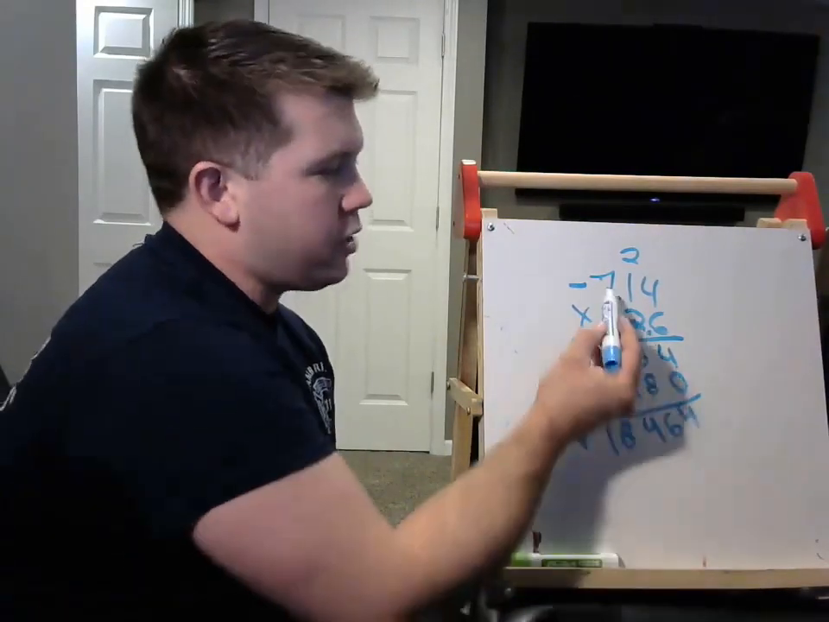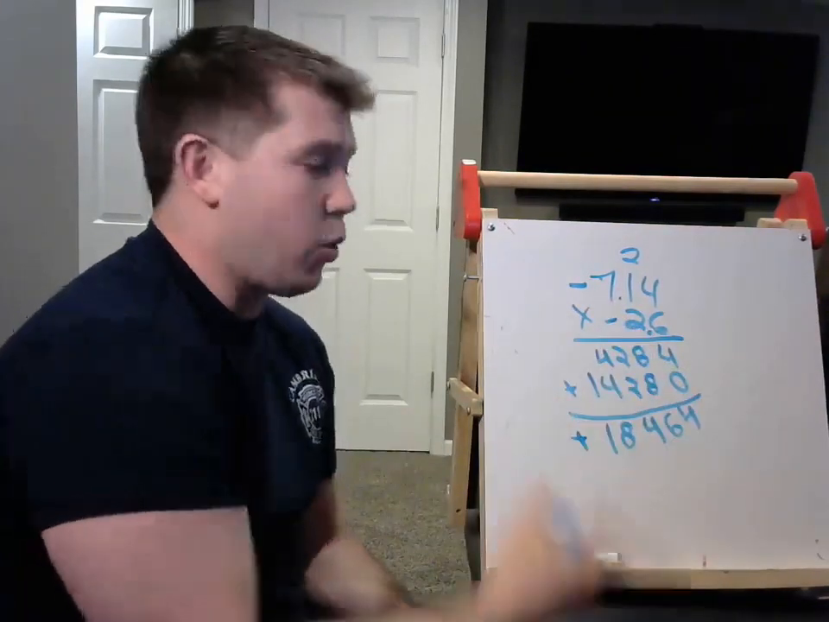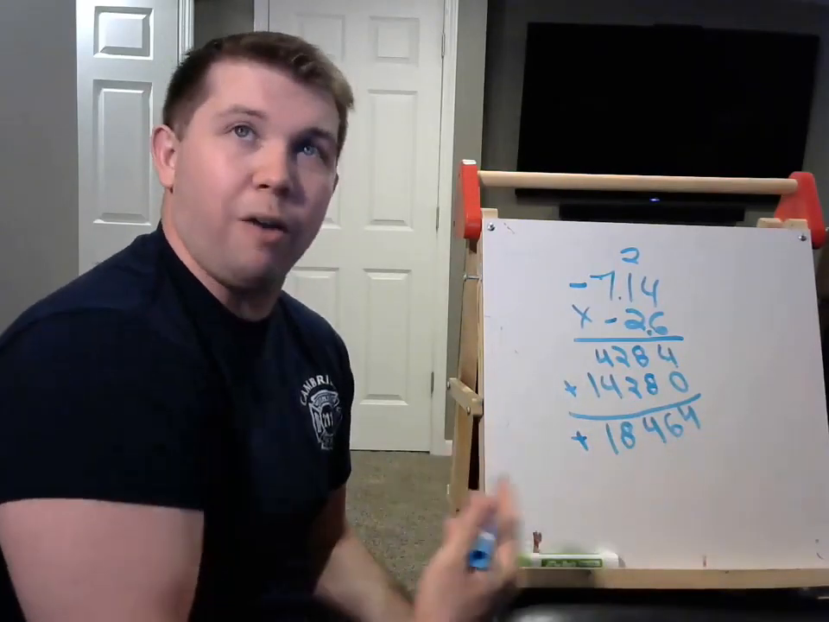Okay. Now, let's ignore the decimals. I know 7 times 2 is 14. So I know that wherever I put my decimal had better be around 14.